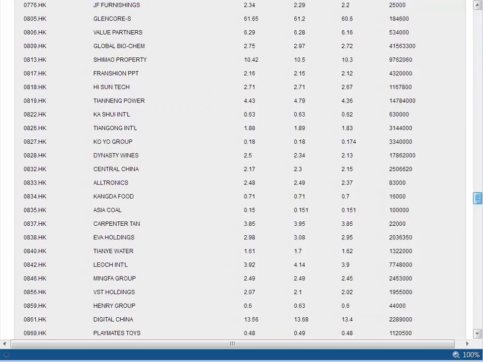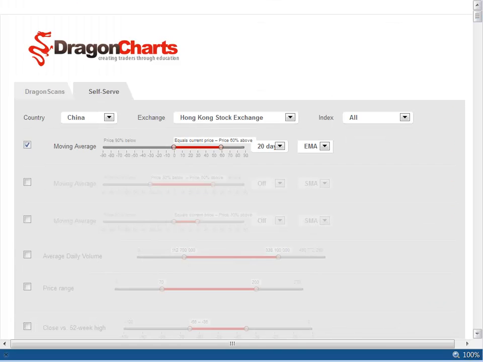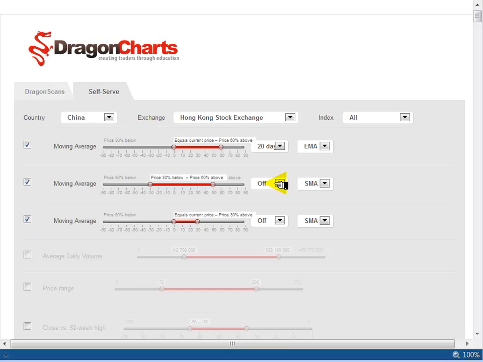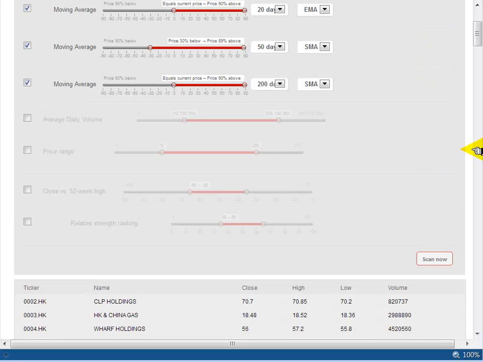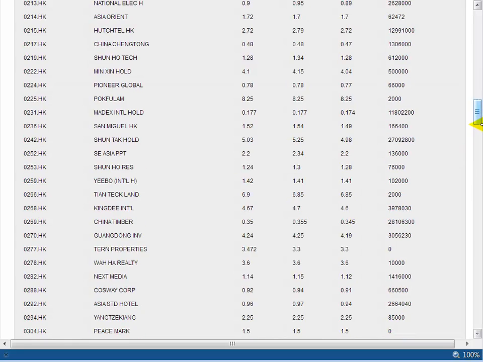You can see there's quite a few. Now if we want to narrow that list down, we could say, okay, the stock needs to be above its 20-day moving average, its 50-day moving average, and its 200-day moving average, which are the 3 main moving averages we use and we teach to our students. So we'd say, okay, the price has to be equal to or above the moving average up to the maximum of 90% above. So now this is going to return stocks that are in an uptrend because they're trading above all 3 moving averages. You can see the list is smaller now.